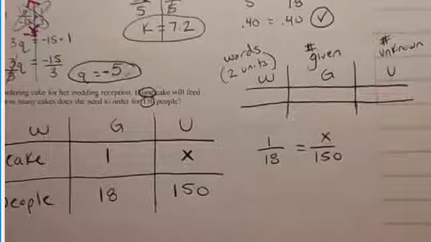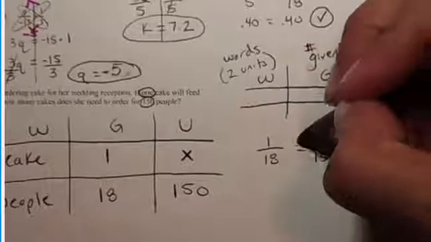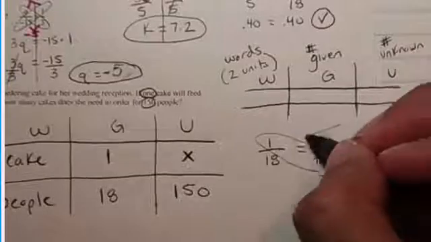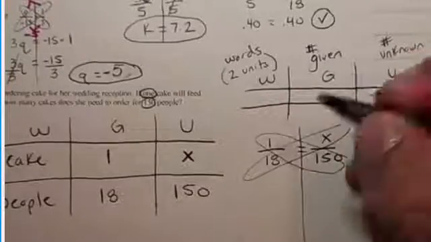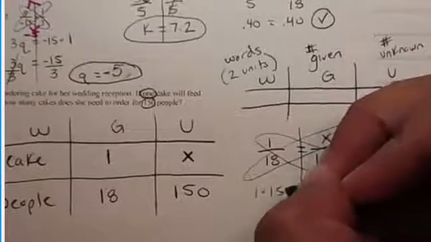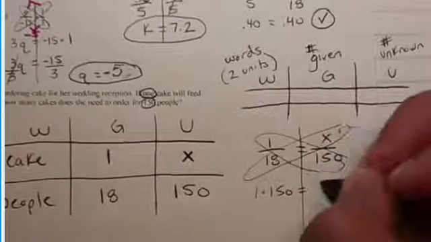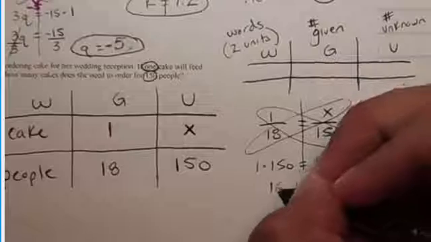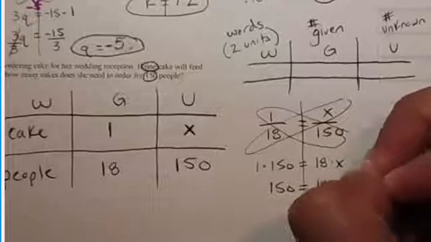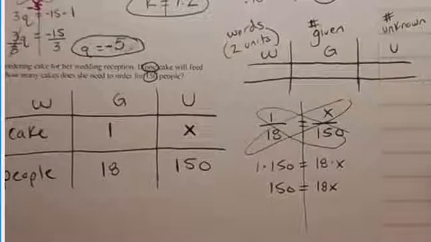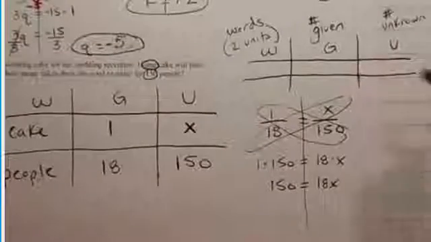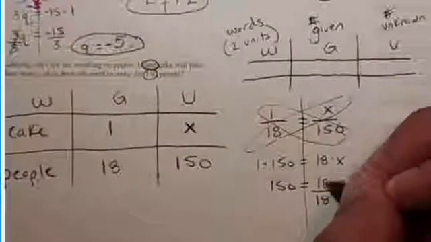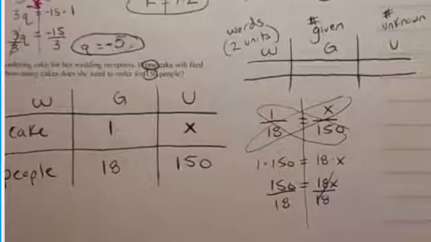From here, I'm going to go ahead and cross multiply. So again, I want to solve for x. So I'm going to cross multiply, draw my butterfly. So I have 1 times 150 on the left and 18 times x on the right, which leaves me with 150 is equal to 18x. Now the last step here is to divide by the coefficient of 18 on both sides.